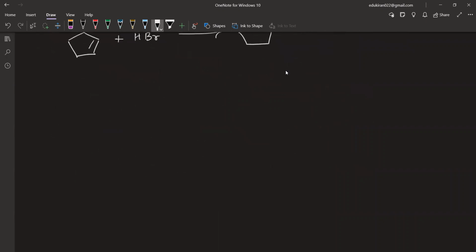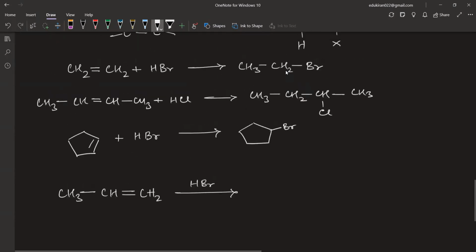Now, let us see what is going to happen if I have something like this. CH2 double bond CH single bond. Wait a second. Don't write anything. Write like this rather: CH3 single bond CH double bond CH2. Now, if I react this with HBr, then there are two different products that can be formed. In all of the above cases, there is only one product.